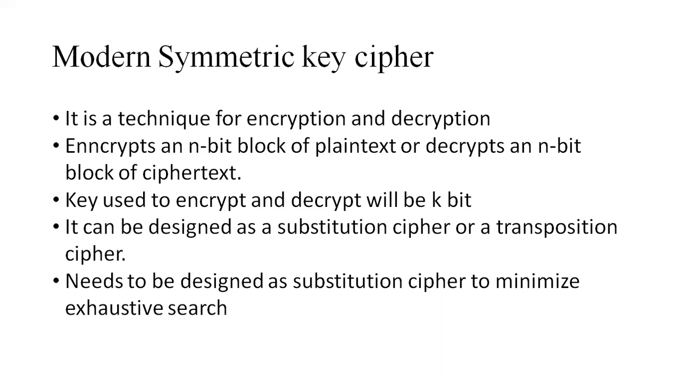The modern symmetric key cipher encrypts an n-bit block of plain text or decrypts an n-bit block of ciphertext. So given a plain text, some key information is added to it. Plain text plus the key information together produce the ciphertext. So ciphertext is generated in the encryption process. After the ciphertext has been transmitted, at the receiving end a decryption process has to take place, where the ciphertext is once again converted back into plain text using some set of rules.